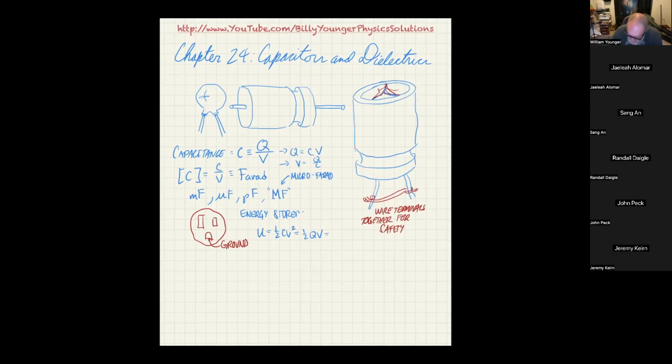Or you could replace the V with Q over C, in which case, since this was CV squared, you get Q squared over 2C. This was the one I was getting confused with and trying to force into that one. So those are the three different forms that you can use.